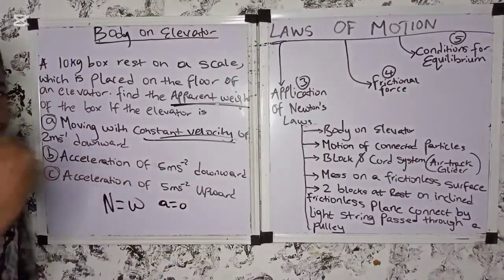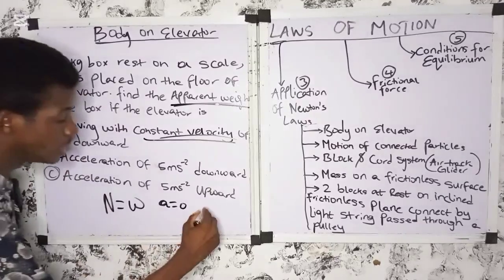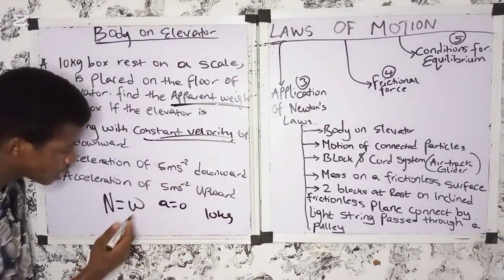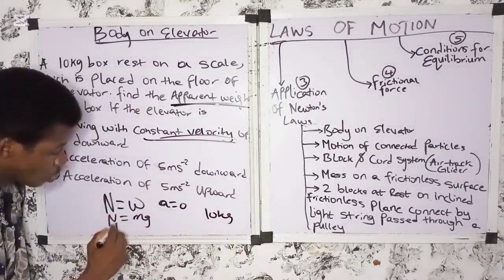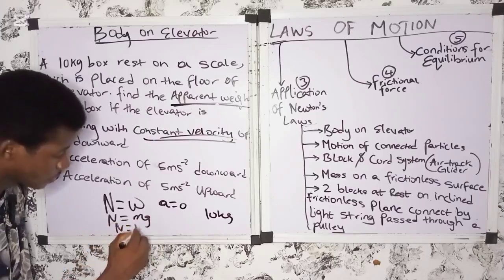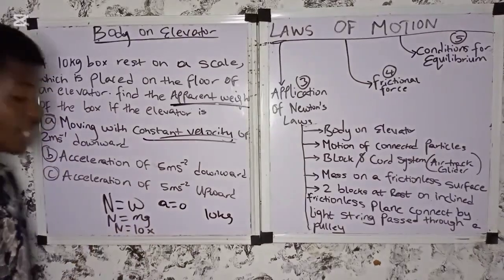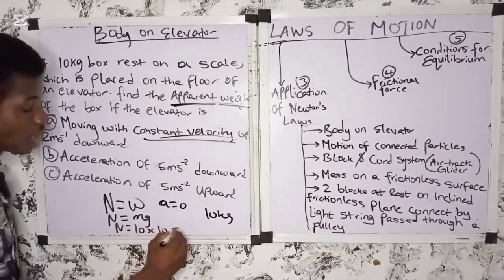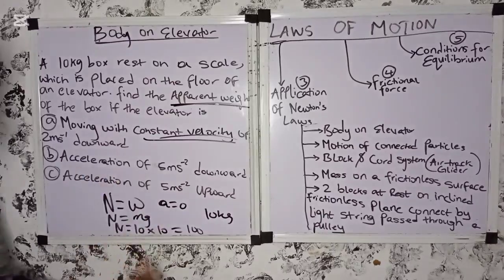So what is the mass of the body? The mass of the body given to us is 10 kg. Now, what is weight? We know that weight is mg, so N will be equal to mg. M is 10, times g, which is 10. So everything will be 100.